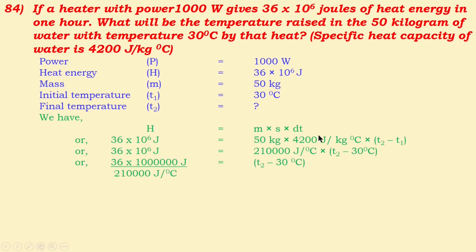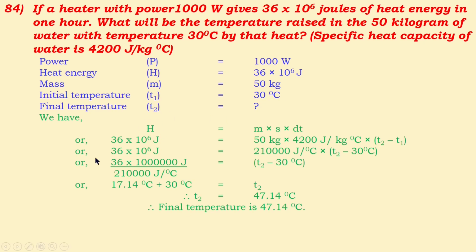This 210,000 joule per degree Celsius, taken to the left hand side, into T2 minus T1, that is T2 minus 30 degrees Celsius, and this is if taken to the left hand side, then this number should be divided by this, and we'll get 17.14 after division, and 30 is a negative number. If it is taken to the left hand side, then it becomes positive, and T2 will be 47.14 degrees Celsius. That's why what can we write? Therefore the final temperature is 47.14 degrees Celsius.